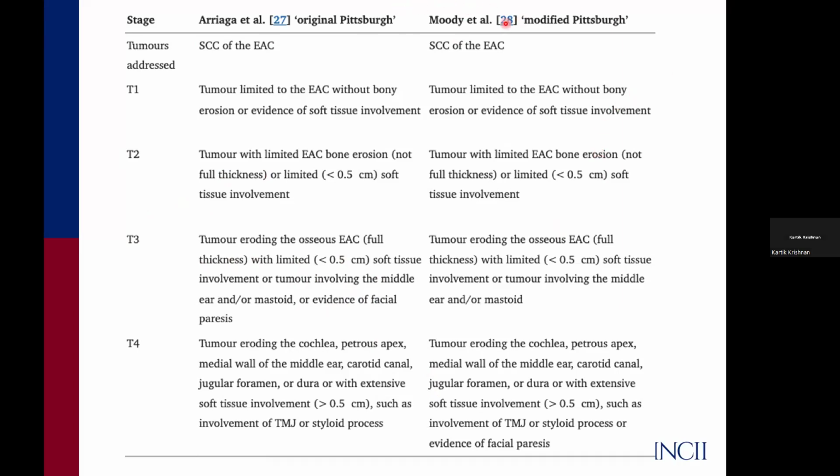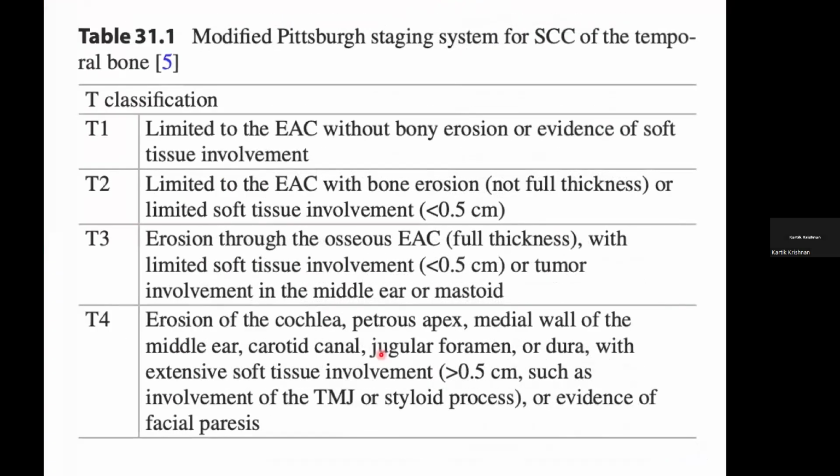So Moody et al. modified the staging and placed facial nerve paresis into T4. Currently, the staging we should know is the modified Pittsburgh staging. T1 is a tumor very limited to the EAC without any bony erosion or soft tissue involvement. T2 is limited, with no full thickness bony erosion or very limited soft tissue involvement. They assess how much soft tissue thickness is there, and it should be less than 0.5 centimeters.